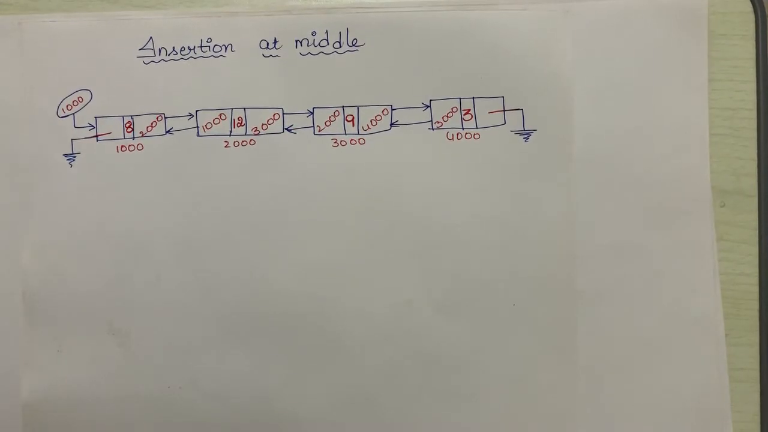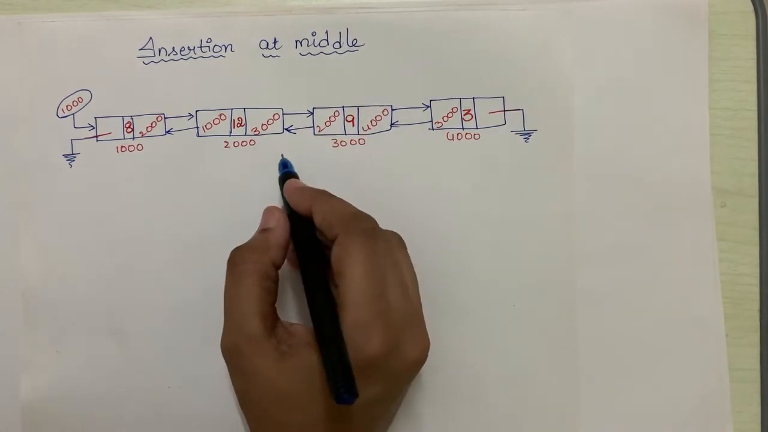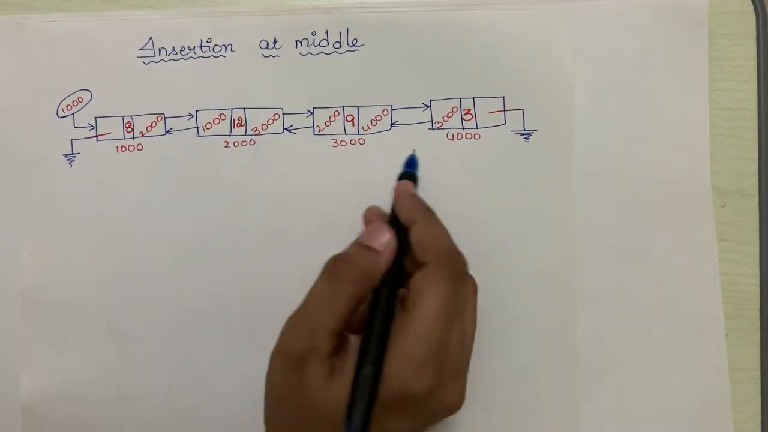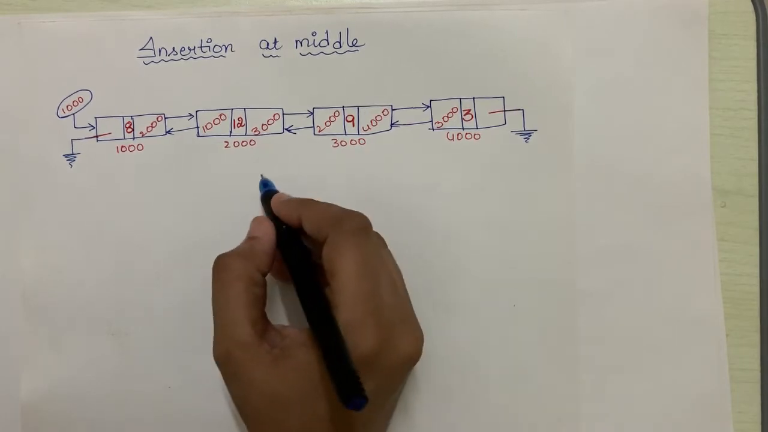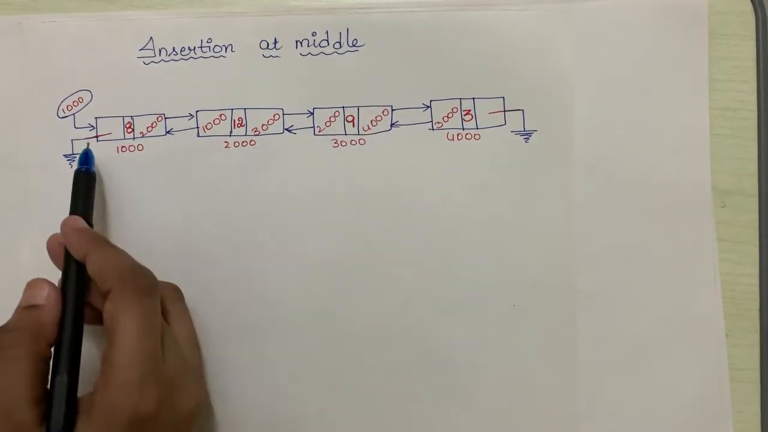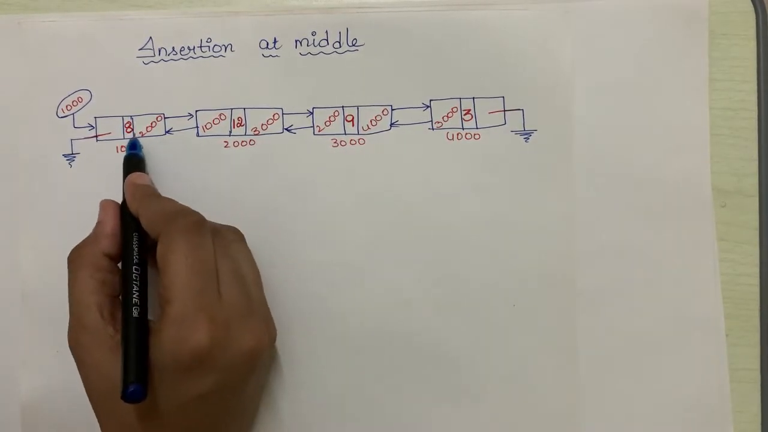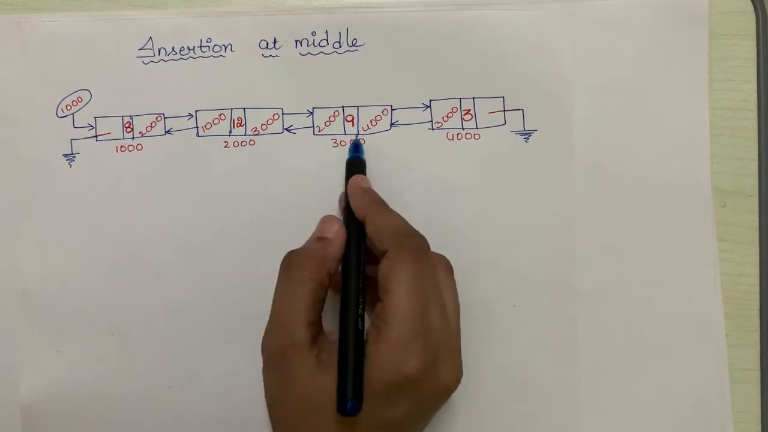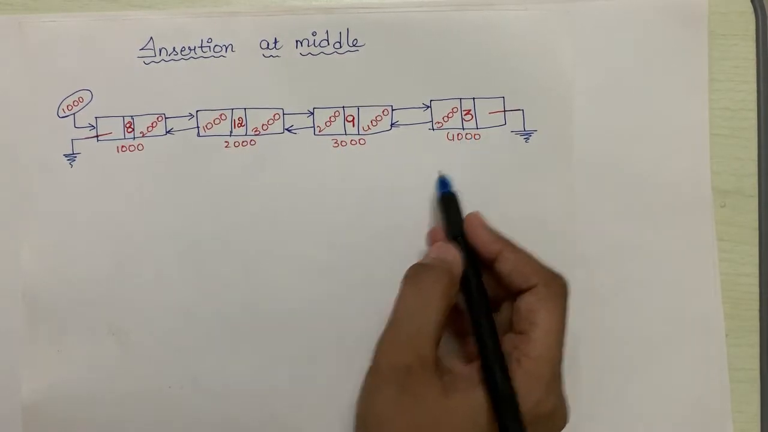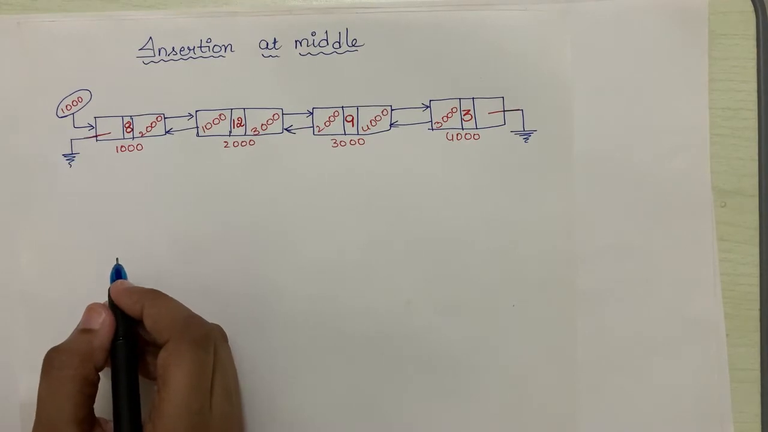The next operation is insertion at middle of the double linked list. Middle does not mean that if there are 4 elements we should insert after 2 like that. It can be anywhere in the double linked list except at start and end. So we can insert a new node in between 8 and 12, 12 and 9, 9 and 3. So for that purpose we will use insertion at middle.